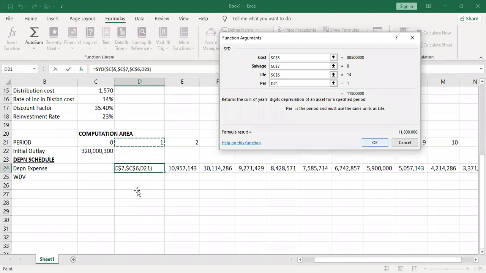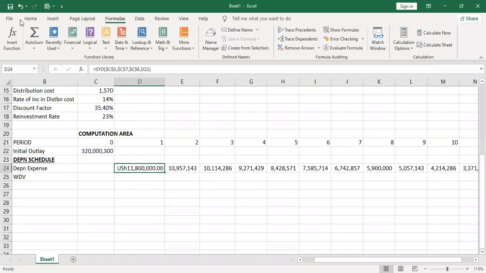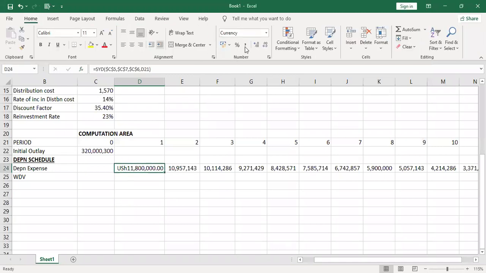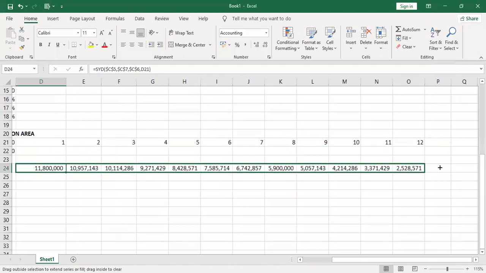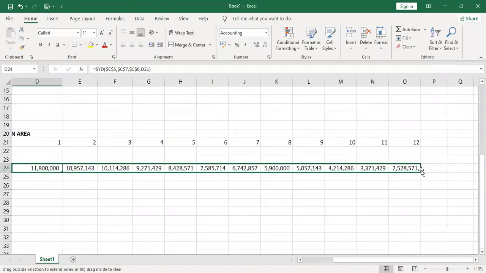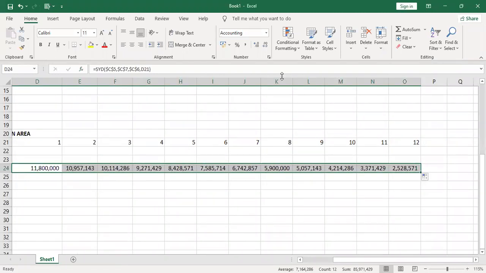And then if you get a US or dollar symbol, you just click on this value, click on the home tab, number, comma style, reduce the decimals, then you click on this value and autofill. So that's how you get the depreciation.